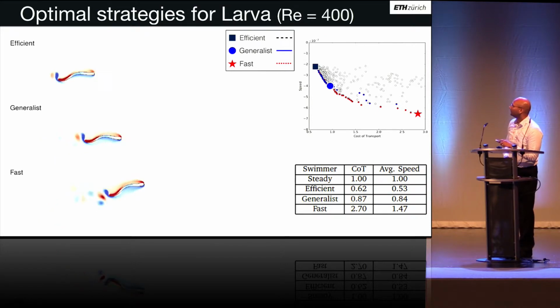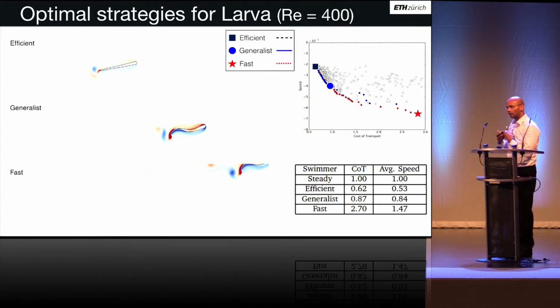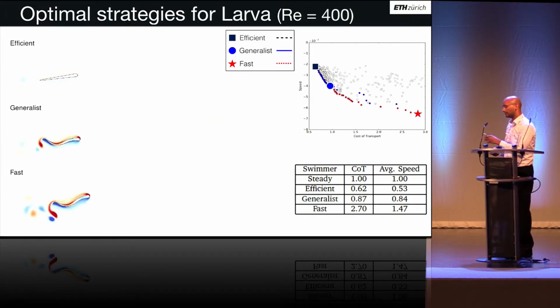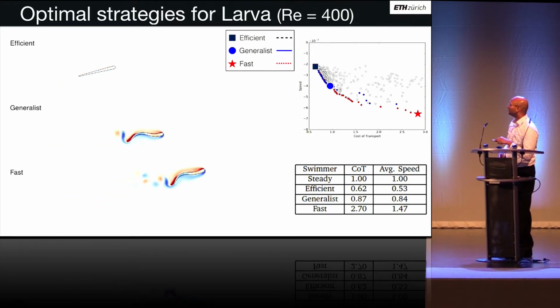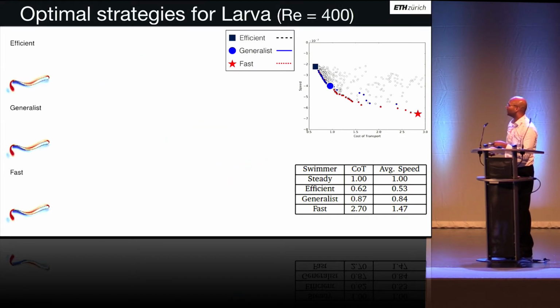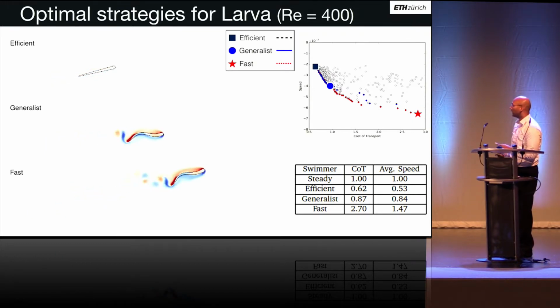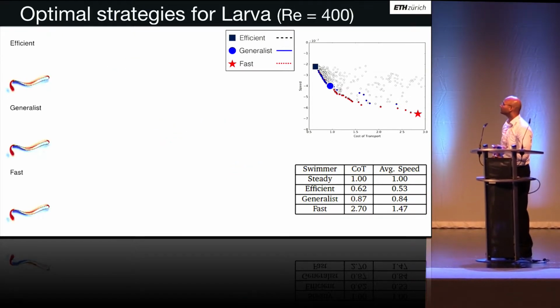So you'll notice that the efficient swimmer prefers to spend a lot of time coasting. It prefers to beat its tail a few times and then glide along silently. The generalist spends some time coasting, but it's mostly beating its tail quite frequently. And the fast guy doesn't like to coast at all. And there are physical reasons for these. I'll explain in a few slides.